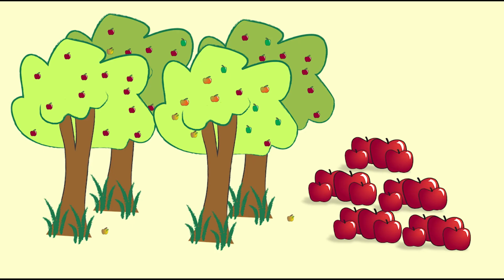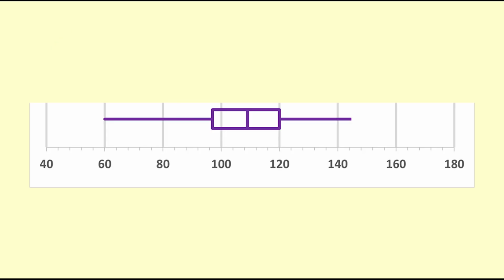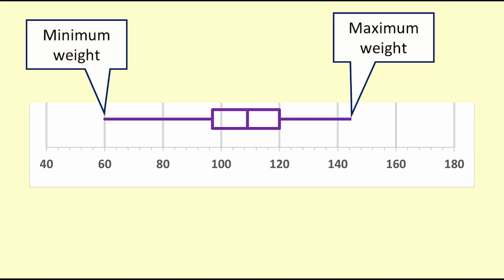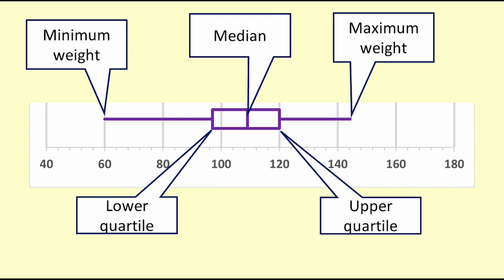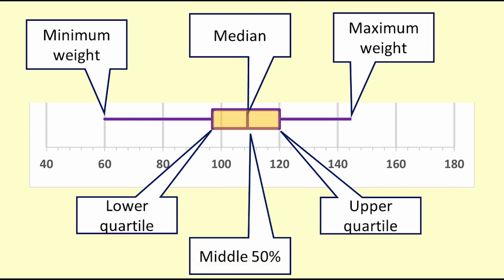Now say our population was all the apples in a large orchard. We could not practically weigh each individual apple. We will take one sample of 20 apples. We draw a box plot showing the minimum and maximum weights, the median, and the upper and lower quartiles. The box tells us where the middle 50% of the sample lies. This gives us an idea of the distribution of the apple weights in this sample.